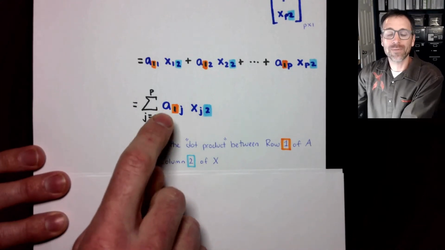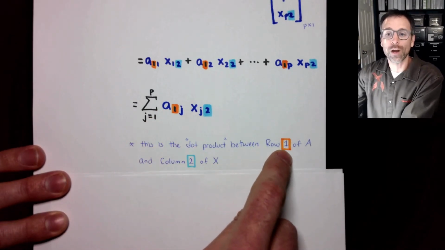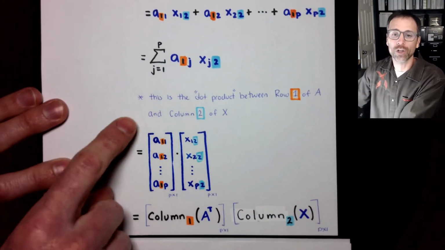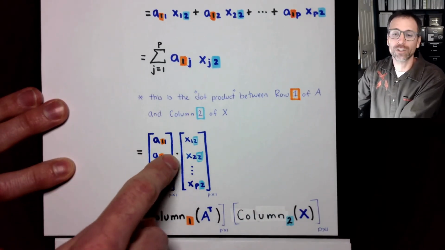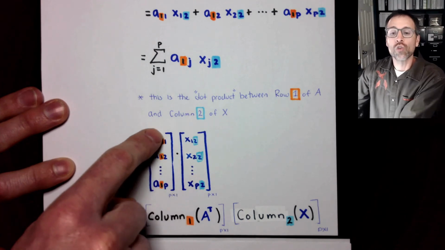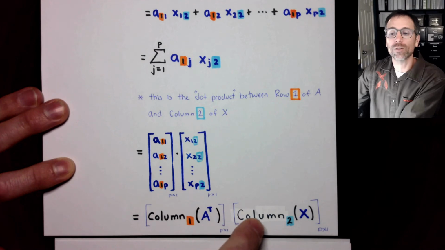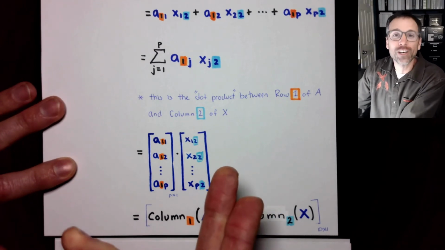And of course we say that this is the dot product between row 1 of A and column 2 of X. I could write those as column vectors if I wanted. So row 1 of A, here it is as a column vector, dotted with column 2 of X. Row 1 of A as a column vector is the same thing as saying column 1 of A transpose dotted with column 2 of X. That's an alternative mechanism to do this.